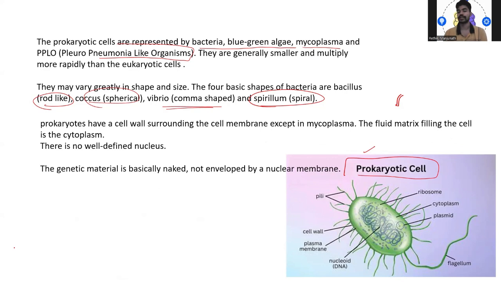Prokaryotes have a cell wall surrounded by the cell membrane, except in mycoplasma, which doesn't have a cell wall. The fluid matrix filled inside the cell is called what? It is called the cytoplasm. You cannot see any defined nucleus, that means a well-defined nucleus you won't see. The genetic material is basically naked genetic material, DNA, not enveloped by a membrane. That is, it is not surrounded by a nuclear membrane.